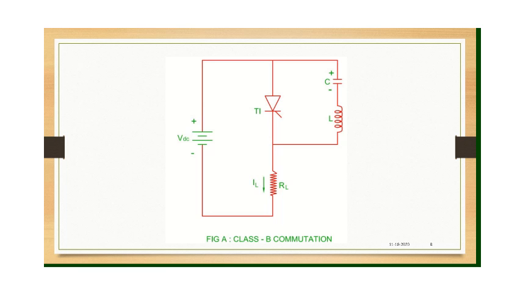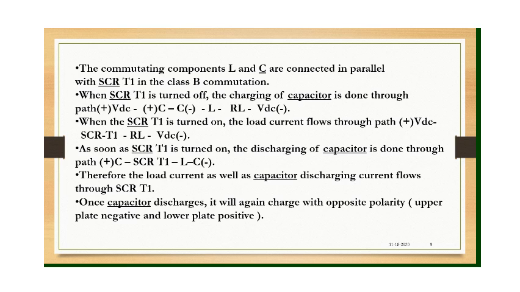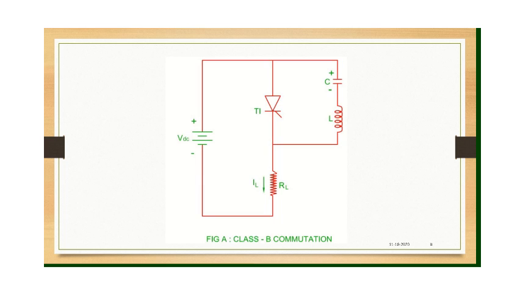So just to put that across in points, the commutating components L and C are connected in parallel with the SCR in class B type, as I just mentioned. So when the SCR, that is T1, is turned off, the charging of the capacitor is done through plus VDC, plus C, minus C, L, RL and minus VDC. This will be the path.